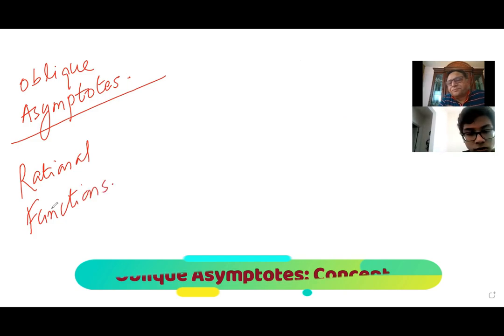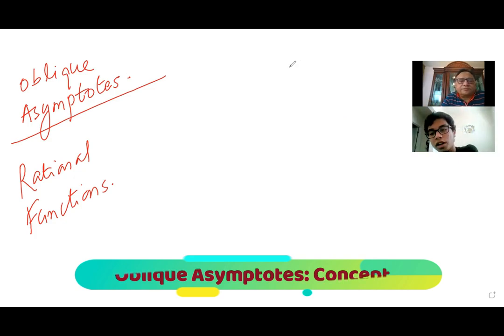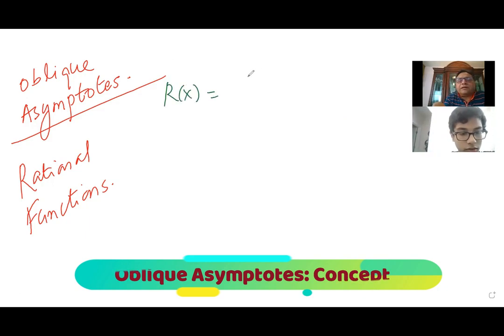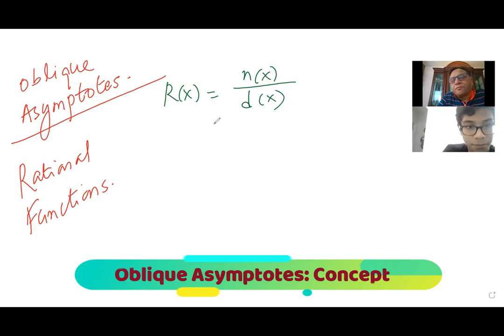Basically, oblique asymptotes are like slant asymptotes. And you get them by dividing your numerator by your denominator. So a rational function can be written as a ratio of two polynomials, numerator over denominator, let us say, right? And of course, the denominator is never equal to 0.